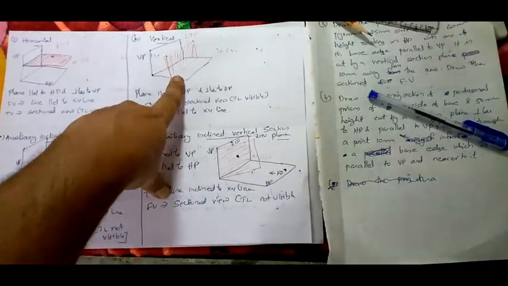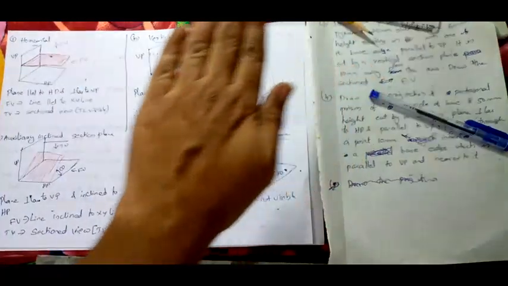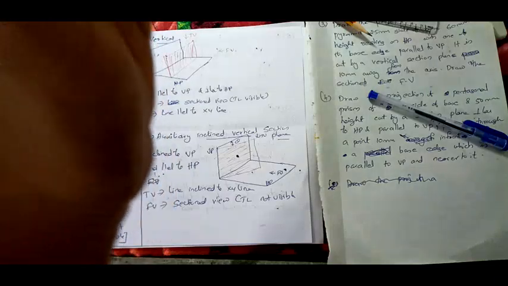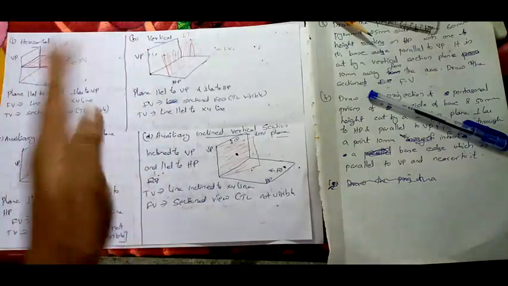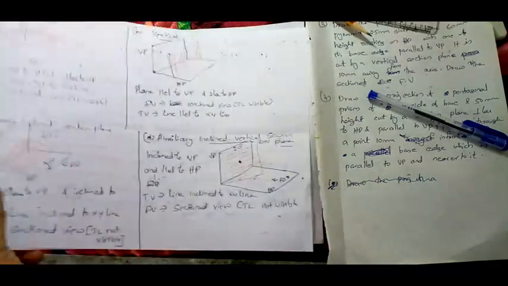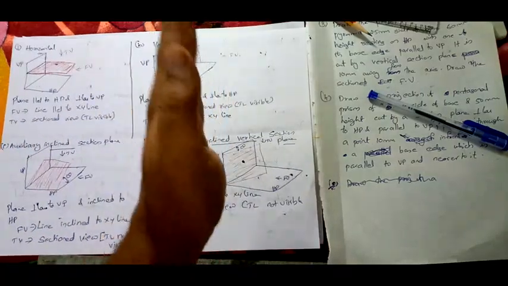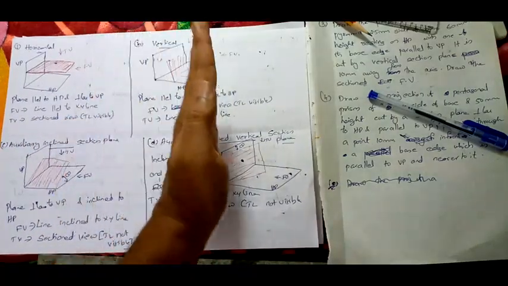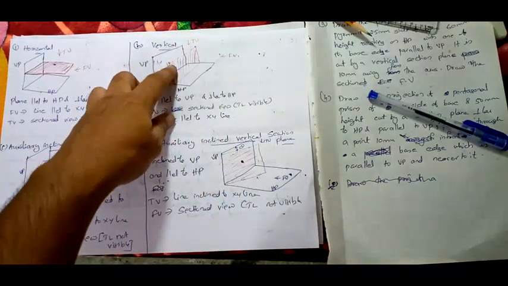Now the next one is the vertical section plane. Vertical section plane means, see, first we were cutting like this, now we are cutting like this. Your VP is here, this is your VP. So HP is here, VP is here, and you are cutting like this, that is, parallel to VP and perpendicular to HP. So this is how the plane looks.